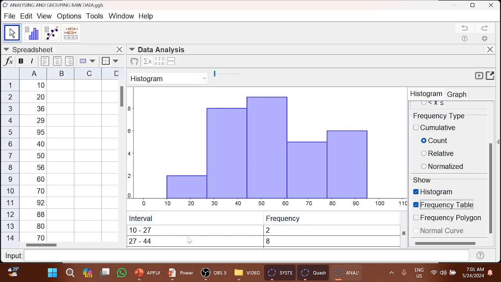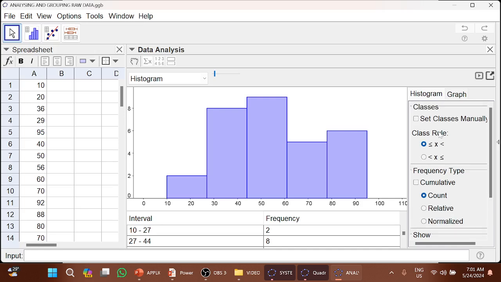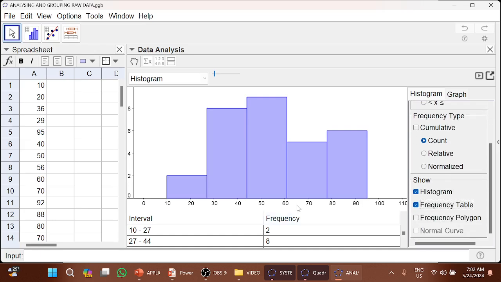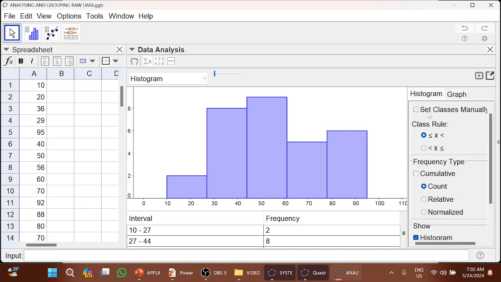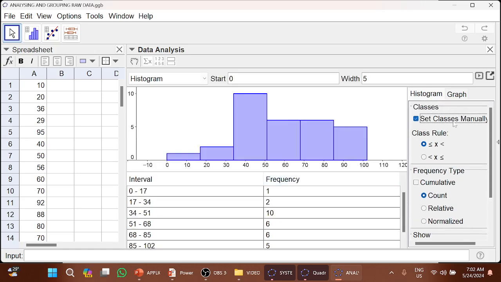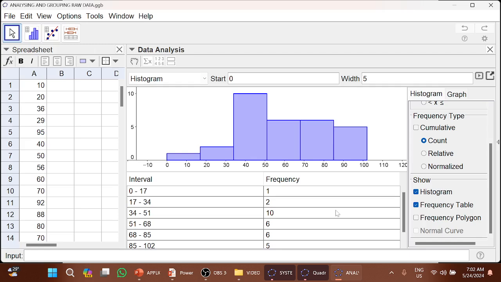In the frequency table also, at random it is taking from 10 to 27, 27 to 40. Now you can change the set classes manually and the class rule manually, and you can show what its length will be also manually. You can set the classes manually, and you can find the frequency polygon and the frequency. For example, the width is 5 over here.